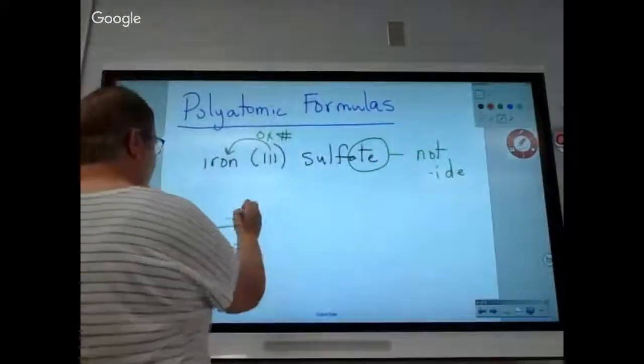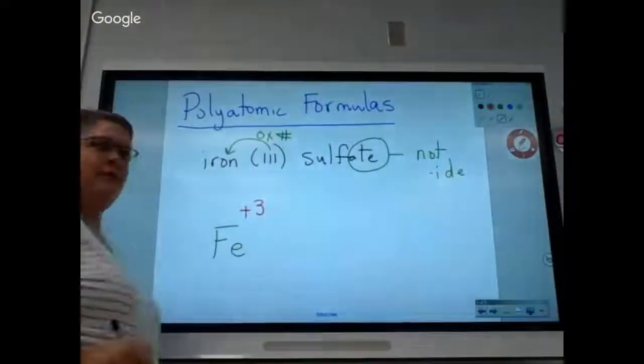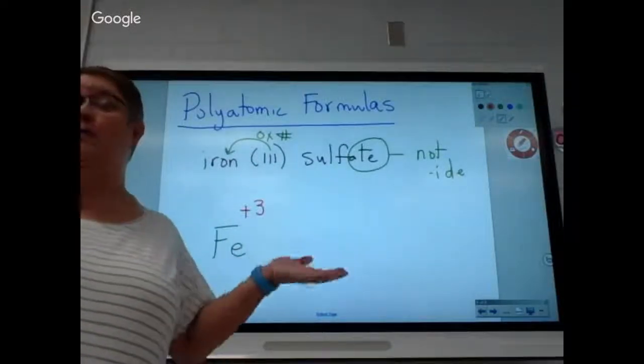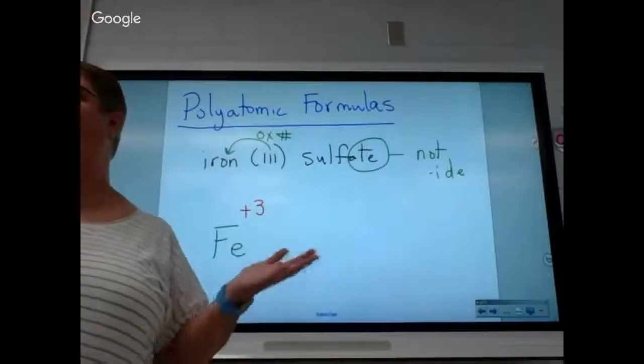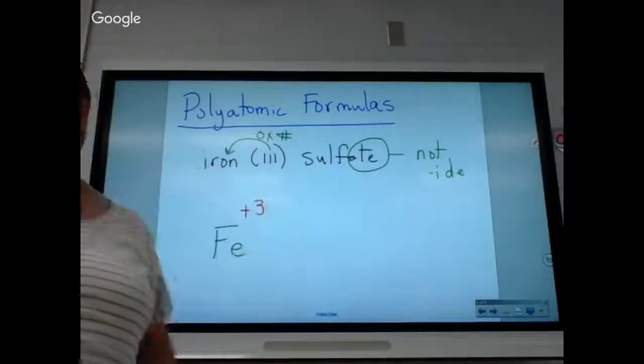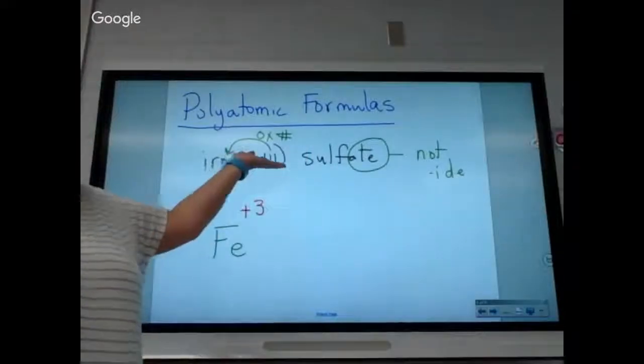Iron has a +3. If you've got the Roman numeral, you don't need to look at the card. I'm telling you in the question. The oxidation number for iron is what? It's 3. I'm giving it to you.